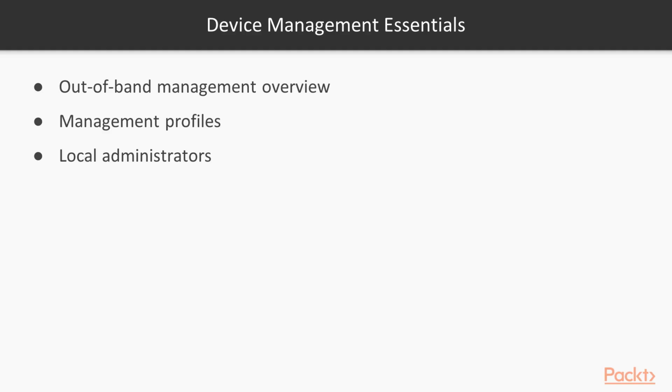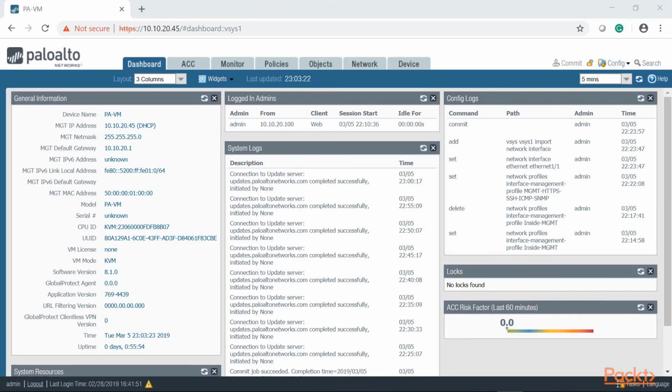Okay, so in our final topic of this video, we're going to take a look at local administrators and how we can delegate specific rights by creating administrator roles. In your network, you might have multiple people performing configuration changes and monitoring your network appliances. When it comes to firewalls, you definitely need to delegate the roles to the right individuals. And this is where we're going to be configuring admin roles to perform that.